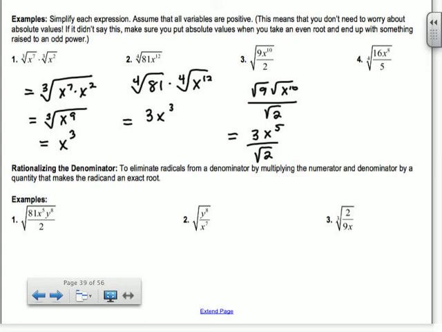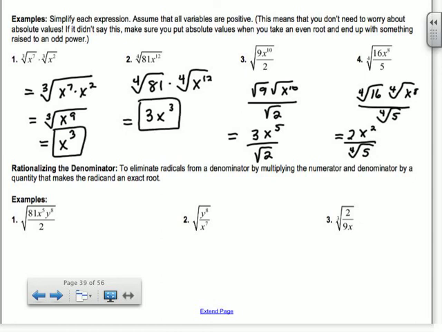Okay, and then number 4, I have the 4th root of each one, so 4th root of 16 times the 4th root of x to the 8th over the 4th root of 5. So I get 2x squared over the 4th root of 5. Okay, so number 1 and number 2 are simplified as far as they can possibly go.